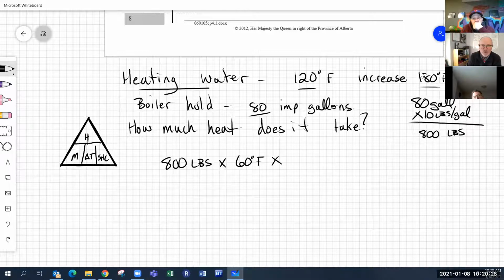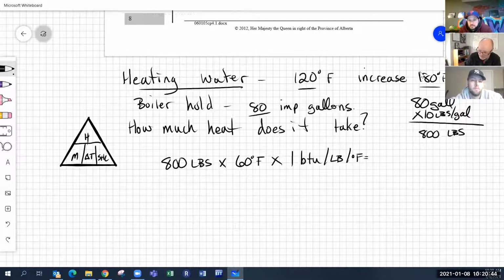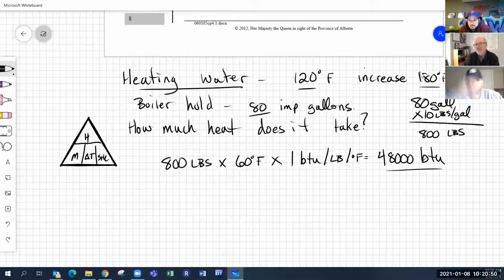This is heating water. So my specific heat capacity, or my multiplier, is 1 BTU per pound per degree Fahrenheit. The answer is 48,000. That's right. It takes 48,000 BTUs just to get that temperature up to 180 degrees. So we're just warming up the water to 180. That's it.